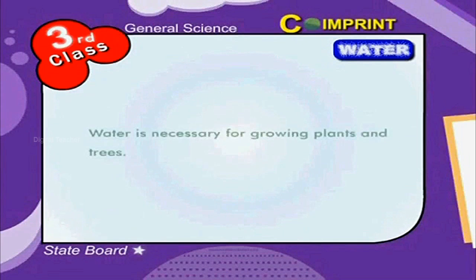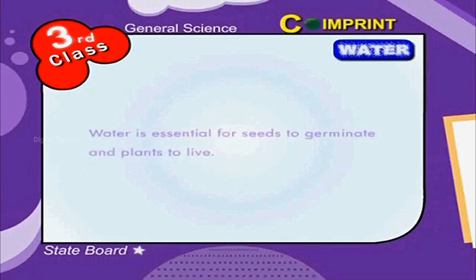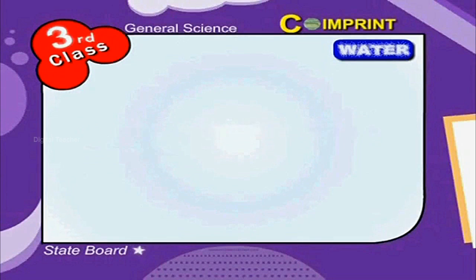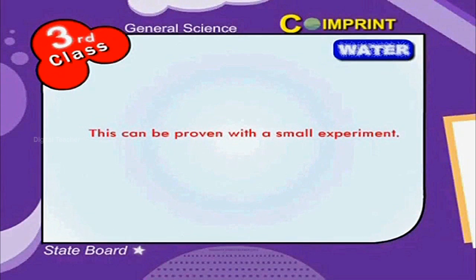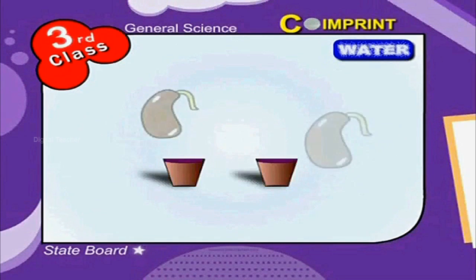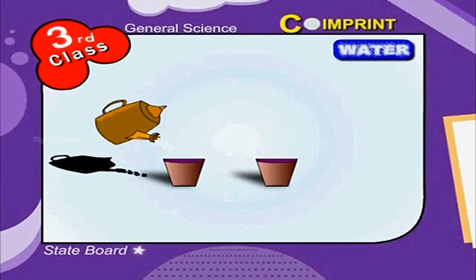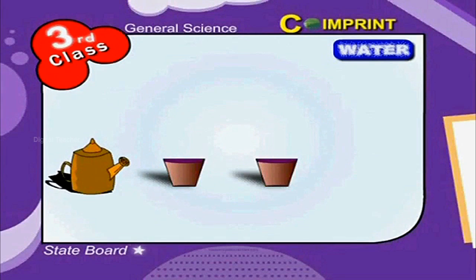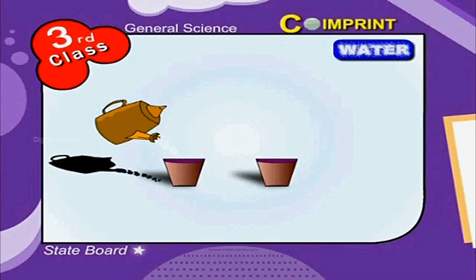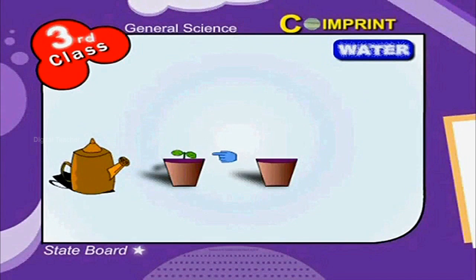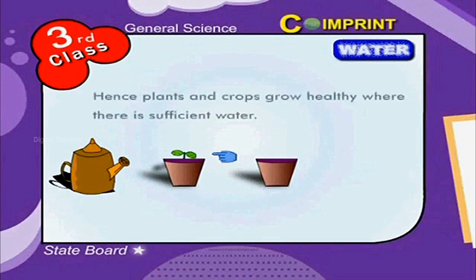Water is necessary for growing plants and trees. Water is essential for seeds to germinate and plants to live. This can be proven with a small experiment. Sow 2 seeds in 2 different mud pots. Water one of them regularly. After a week, you may find that the watered pot will have a small sprout from the seed. Hence, plants and crops grow healthy where there is sufficient water.